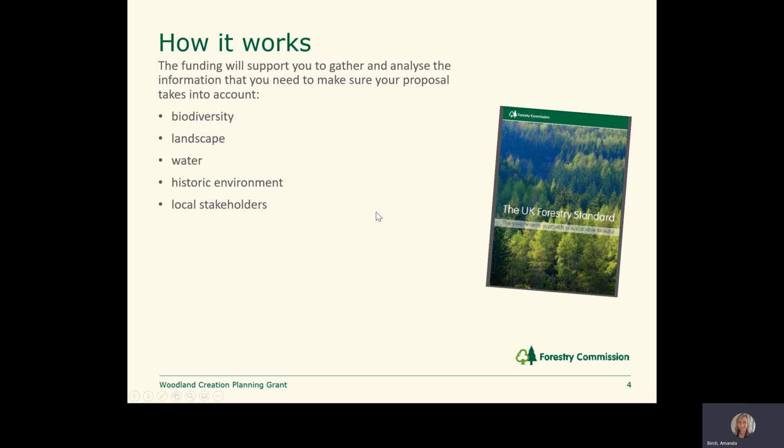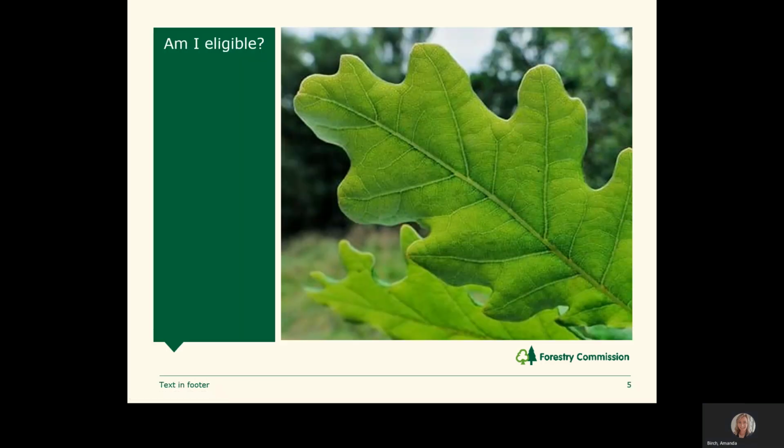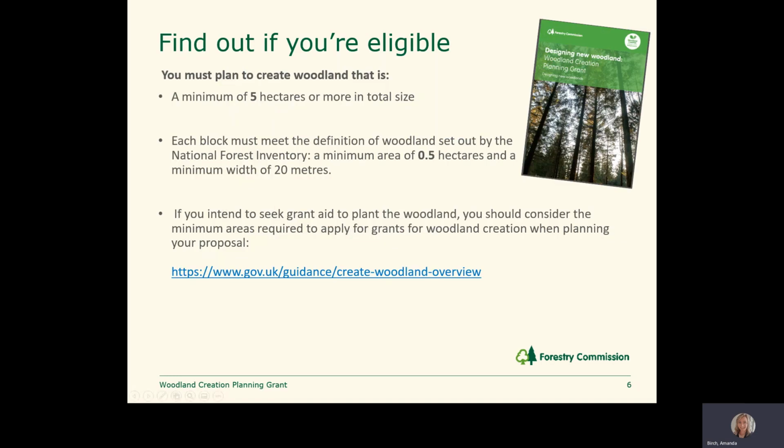So who's eligible to apply? To be eligible to apply for the Woodland Creation Planning Grant, you must plan to create a woodland that is a minimum of 5 hectares or more in total size. Where separate blocks of woodland are proposed, each block must meet the definition of woodland set out by the National Forest Inventory, which is a minimum area of 0.5 hectares and a minimum width of 20 metres.